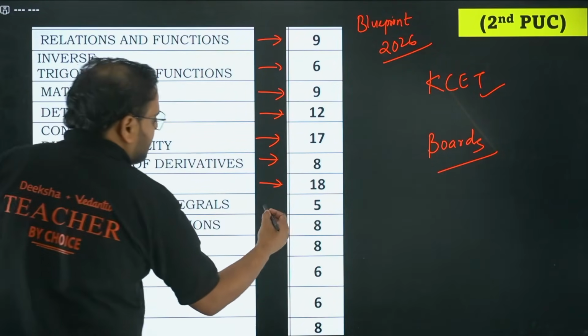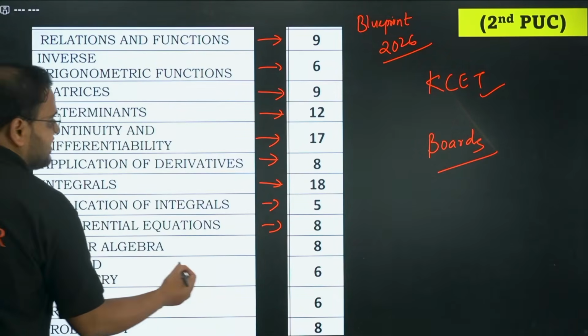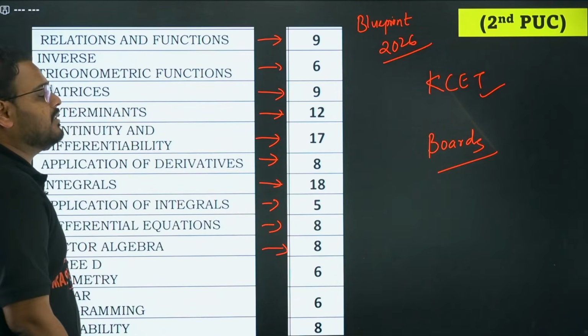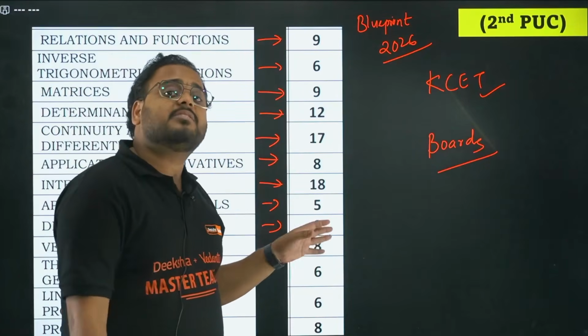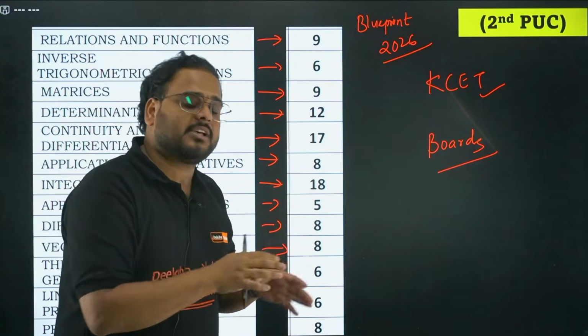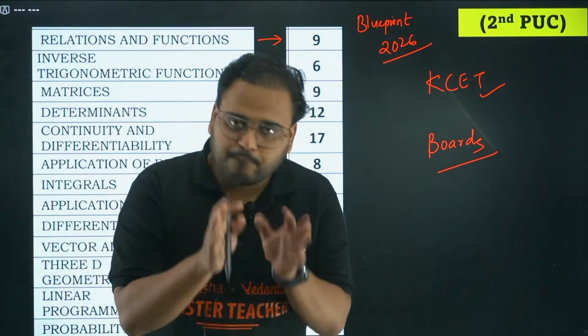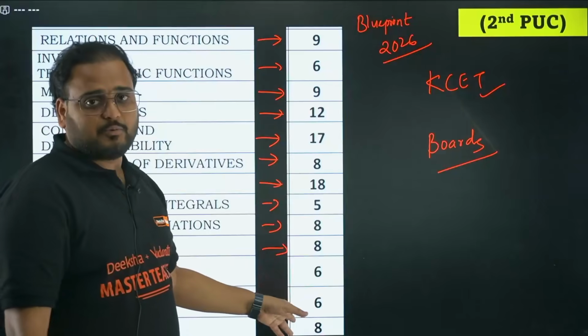Application of integrals will be another 5 marks. Differential equations will be 8 marks, and vector algebra is 8 marks. Acha guys, one more thing I want to tell you. These marks you see are with the options. So in your boards paper, you get internal options. You can choose any one of them. So there are internal options provided in your boards, right? So I'm talking about the marks including the options.